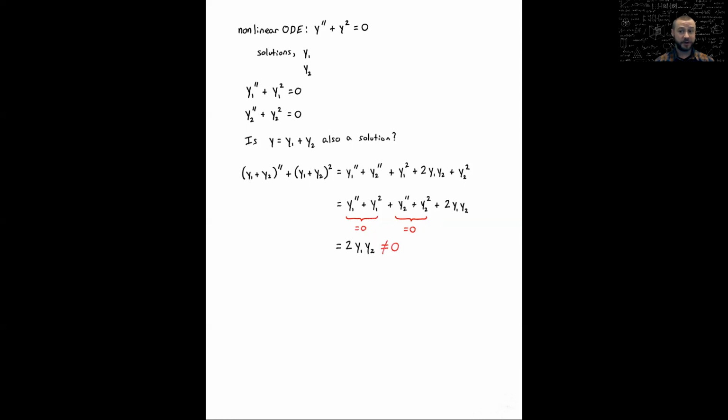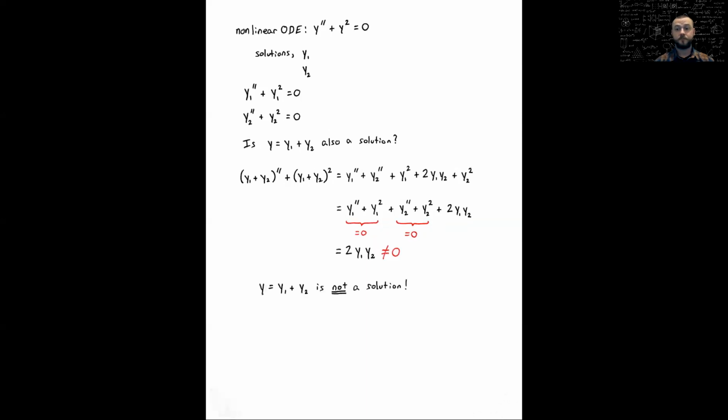Now, since that's not 0, or more specifically, it's not identically 0, that means y1 plus y2 is not a solution. If we got 0 at the end here, y1 plus y2 would be a solution. 0 is the right-hand side of our original nonlinear ODE here. So what we can see from this example is no, a combination of solutions is not also a solution to a nonlinear ODE.